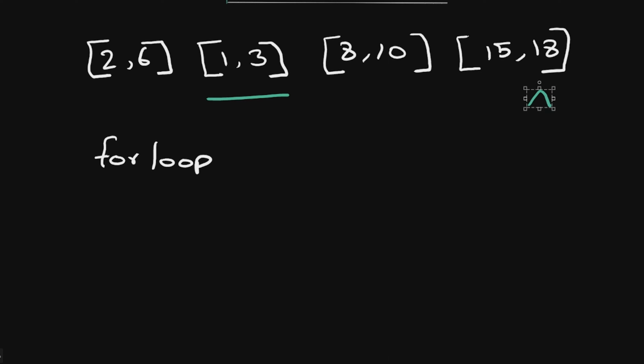So that means that 1,6 would not have any overlaps with any other items. So 1,6 would be something that's going to be part of our final output. And it's going to be the same case with 8,10 and 15,10. They don't overlap with any other items, so they're a part of the final output.